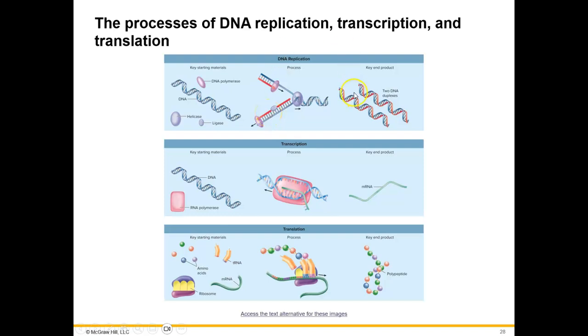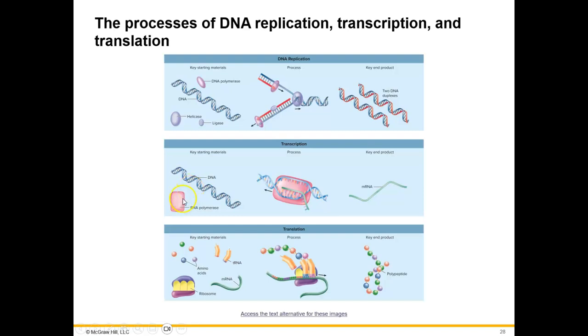Once that happens, we have copied our DNA, and we know that this is a semi-conservative replication because we have somewhat conserved the original DNA in both this copy and this copy. You can see there's an original strand of DNA here and a new strand of DNA in red, and this one has an original strand of DNA here and a new complementary strand in red. So that's replication.